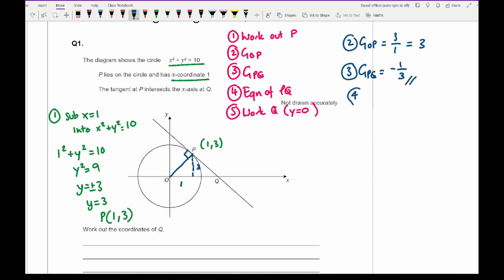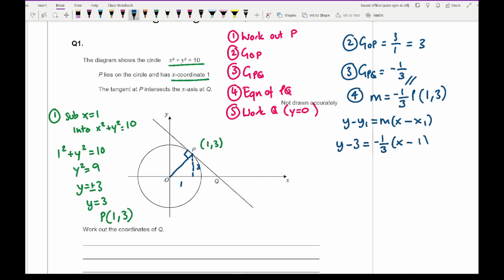Then to work out the equation of the line PQ, well we know that m is going to equal minus a third, and we know the coordinate of P, which is 1, 3. So then using y minus y1 equals m(x minus x1), I get y minus 3 equals minus a third (x minus 1).